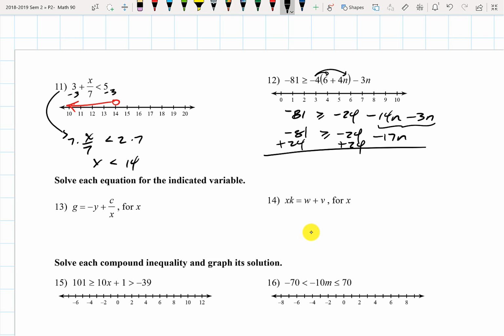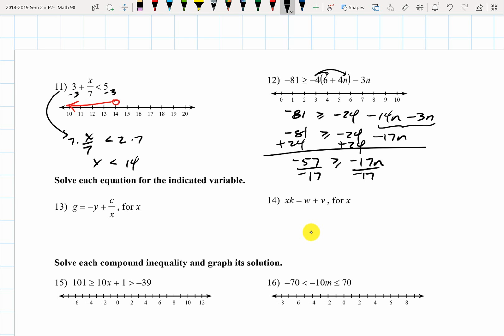All right, and then what do you get? You get -57 here. It's greater than or equal to -17n. And then you divide both sides by a negative number, and you got to be careful here. Whenever you divide by a negative, you got to switch the inequality. So let me see, 3 times 17.